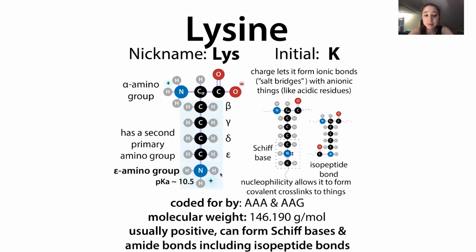And we call this an epsilon amino group because it is at the epsilon carbon. So we use Greek numbering. We have the alpha carbon, which is the one that the side chain starts at, and it's also the one connected to the carbonyl and the nitrogen. Then we count down, so we have beta, gamma, delta, epsilon. And so this amino group is attached to the epsilon carbon, and so we call this the epsilon amino group.